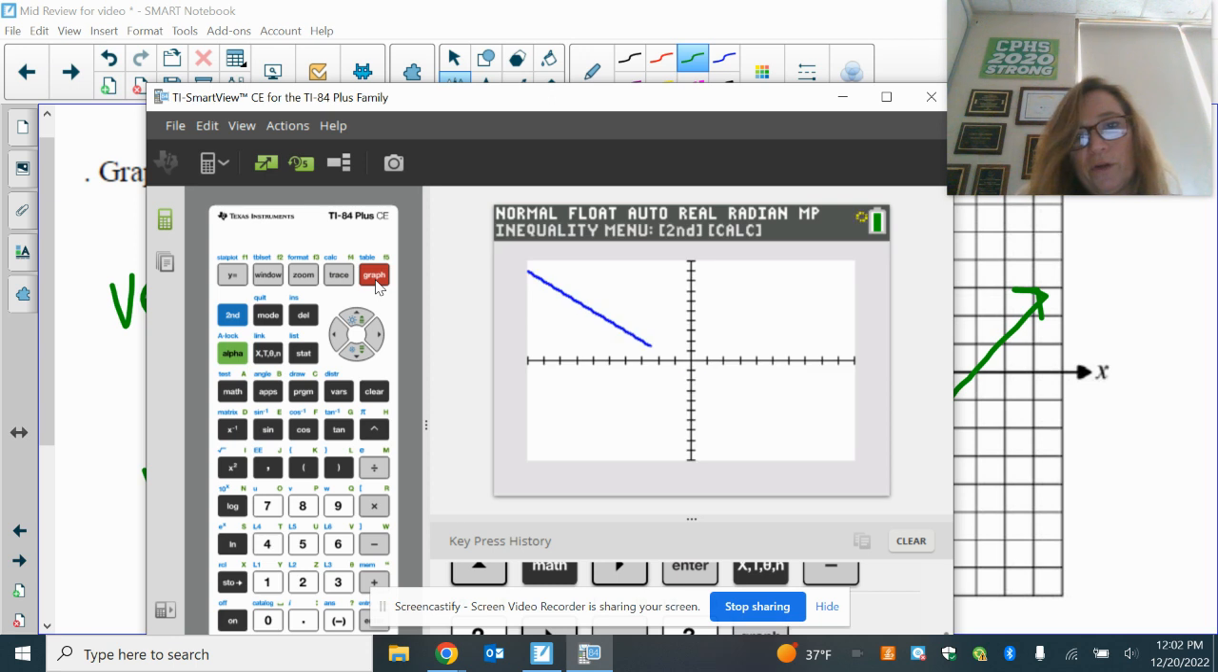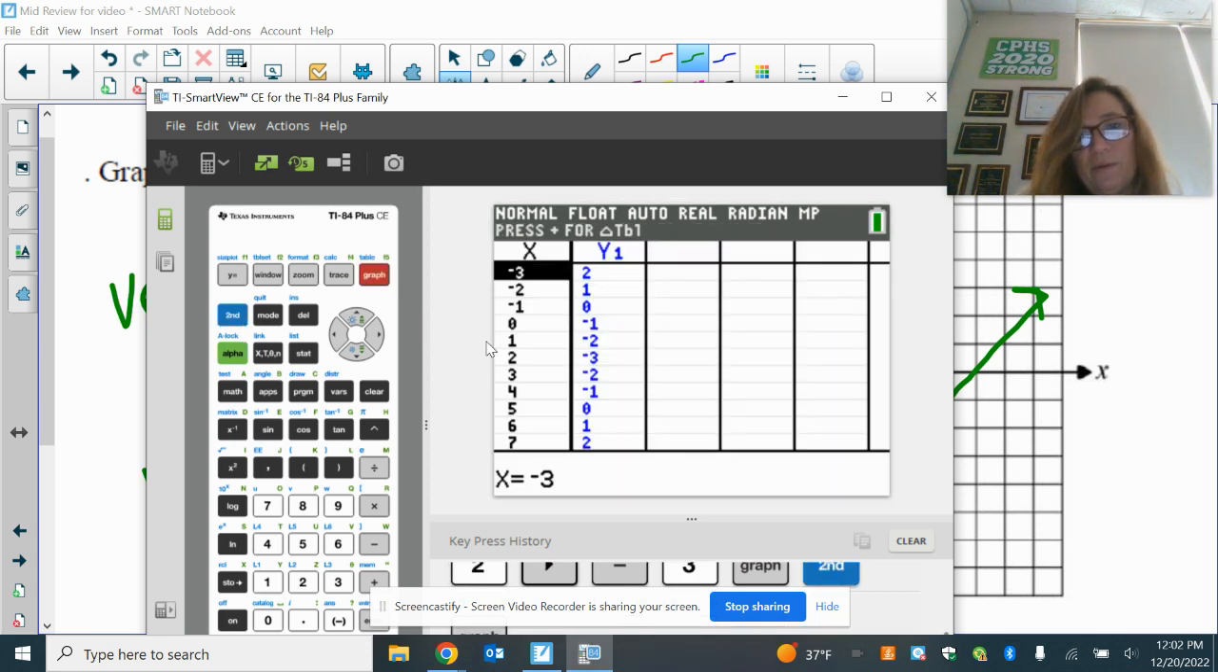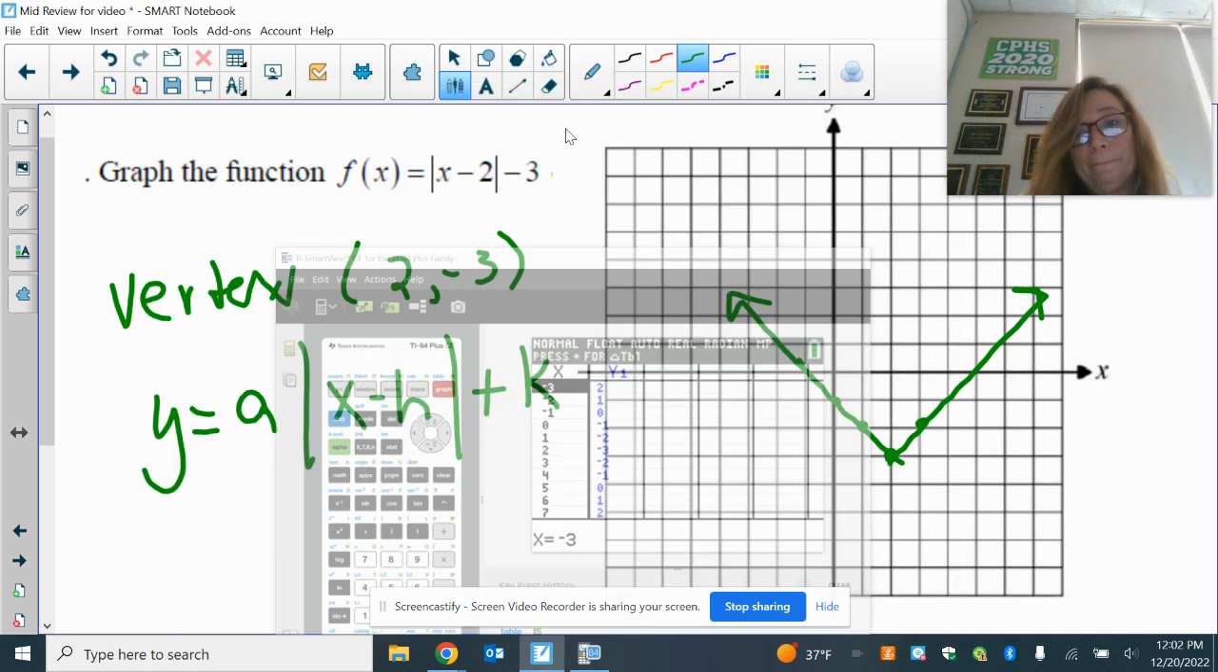Okay, so then you just hit the word graph. And there it is. It's also good to always look at the table and then you can see the vertex. It's sort of like the monkey in the middle. Okay, if you ever played that game.